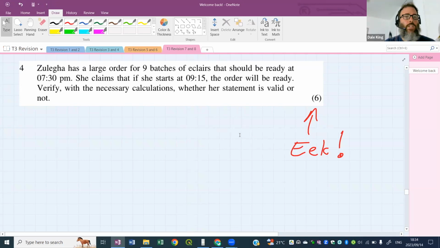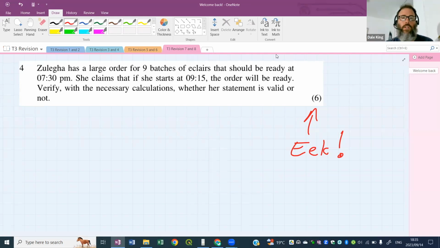Let's see. Zuleika has a large order for 9 batches of eclairs that should be ready at 7:30 p.m. She claims that if she starts at 9:15, now they didn't put AM or PM, the order will be ready. Verify with the necessary calculations whether this is valid or not. So she starts at 9:15. She makes 9 batches. Will she be ready for 7:30?